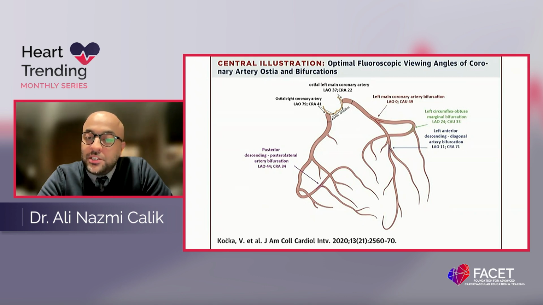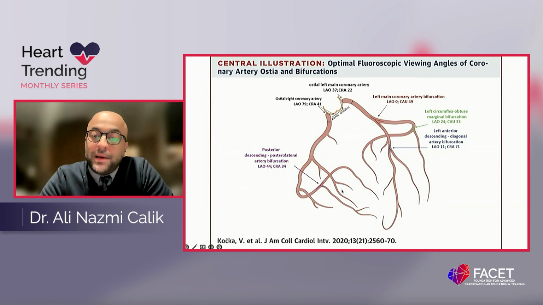Each bifurcation site has to be evaluated in different angles, and we should find the optimum, the best angle to evaluate each bifurcation. For instance, for the LAD to diagonal, it is always good to assess these lesions from a slight LAO to cranial. But when it comes to the RCA, the PDA, and the PLA, again, a deep LAO and slightly cranial is the best angle to assess the side branch ostium.